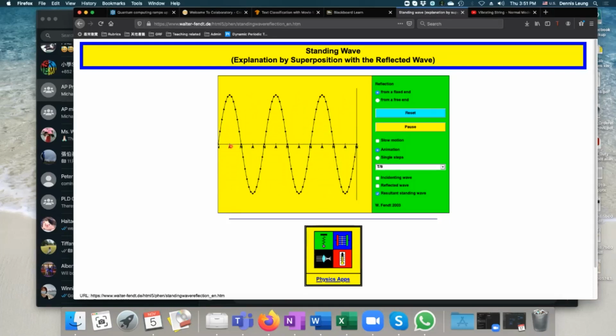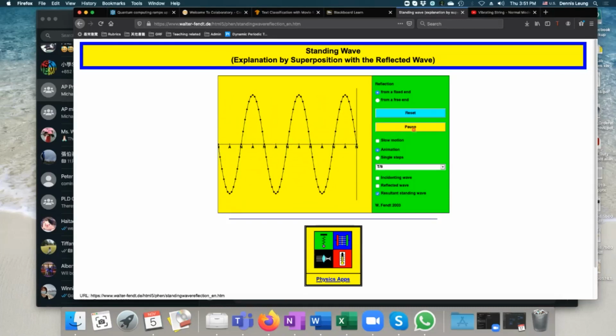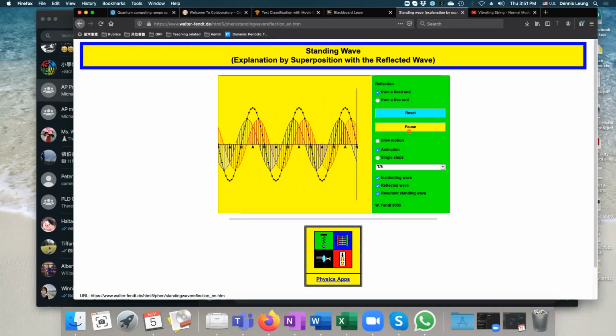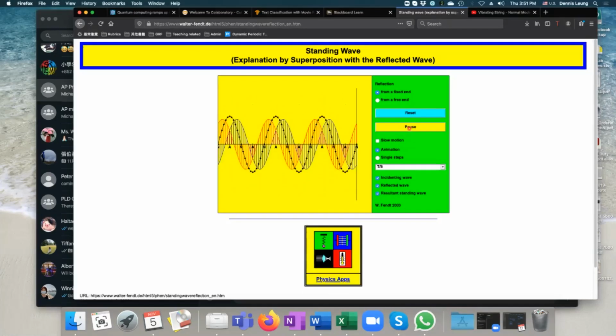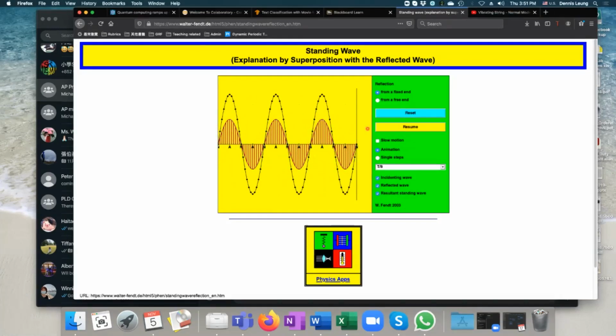And the amplitude of the standing wave, as you will see, let's pause it now. The amplitude of this standing wave has a magnitude that doubles that of the incident waves. The magnitude of the standing wave is double that of the incident wave.